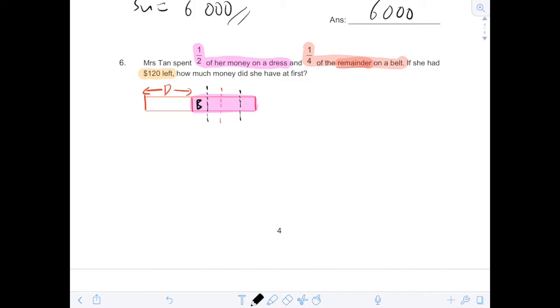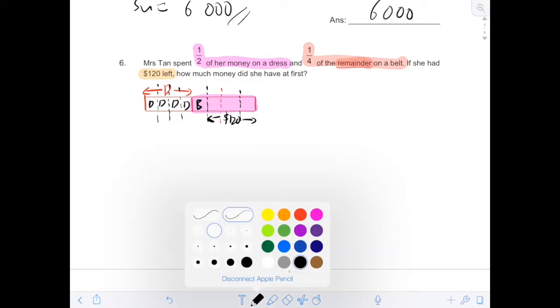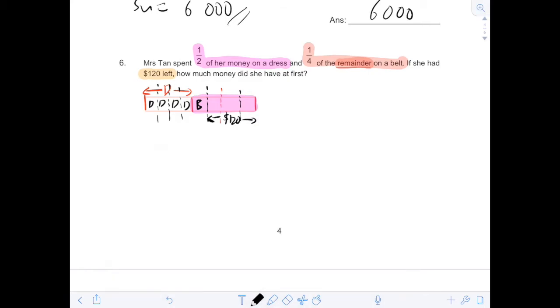Now for this kind of models, because you see the division of the parts is quite easy, you can actually straightforwardly just divide the rest of it into equal parts as well. So now we got 1 unit that belongs to the belt. And we got half of the money on the dress. Whatever is left, there has to be these 3 units over here, and these 3 units has to be 120 kg.